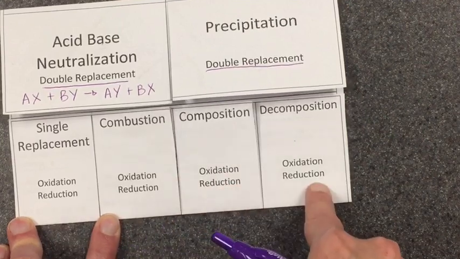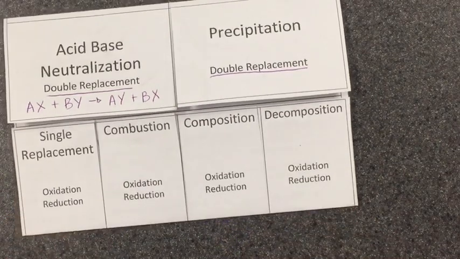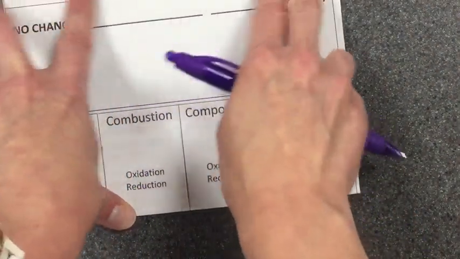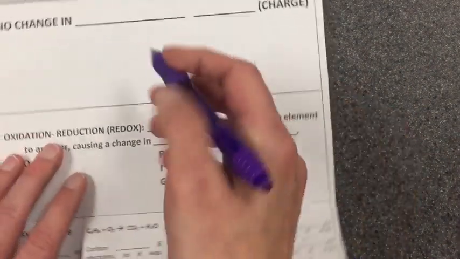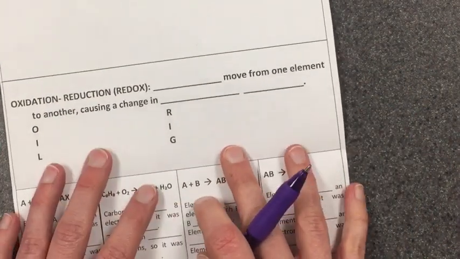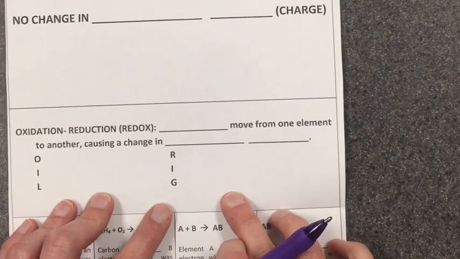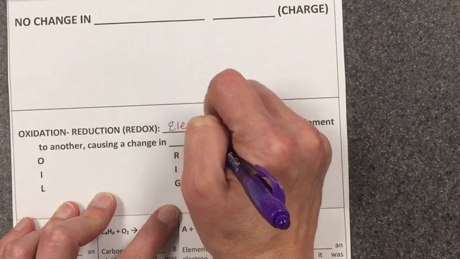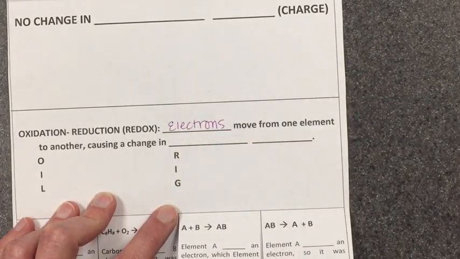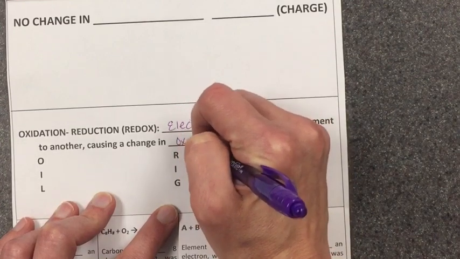All right, so then the other type of equation that we have, the other category, I guess, is oxidation reduction. So there are four types of oxidation reduction equations. First off, what is oxidation reduction? Okay. So in oxidation reduction reactions, what ends up happening is electrons move from one element to another, causing a change in oxidation state.